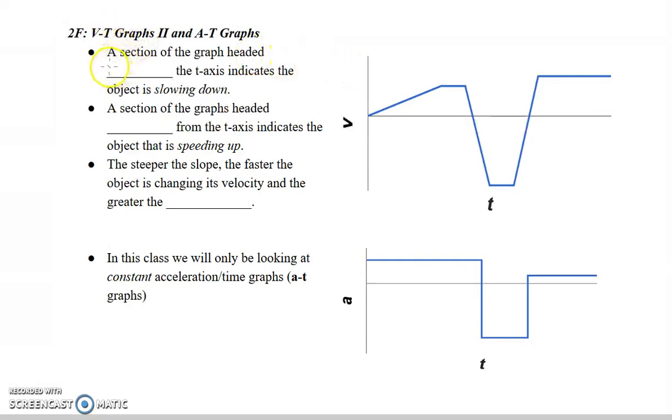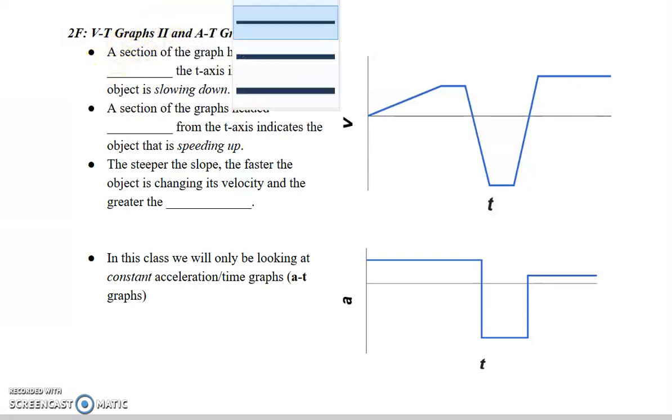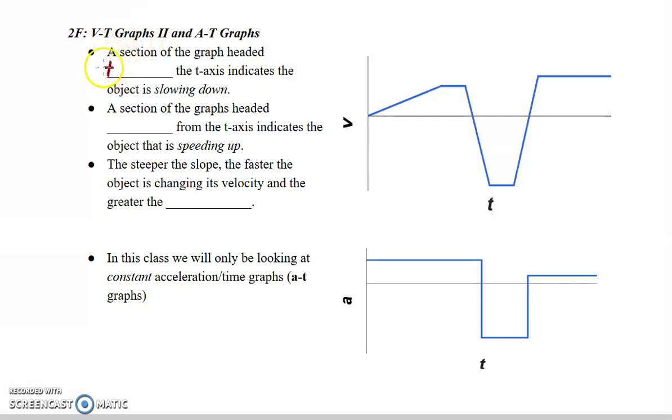If you have a section of the VT graph that's headed towards the t-axis, that object is going to be slowing down. Let's say right here, it's headed towards the t-axis. Right here, it's headed towards the t-axis. That object is going to be slowing down because if we remember, if you're on the t-axis, you're at the 0 mark for velocity. So as you get closer and closer to that, you're slowing down. It's important to keep in mind.